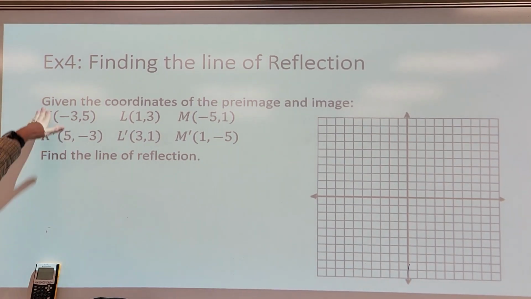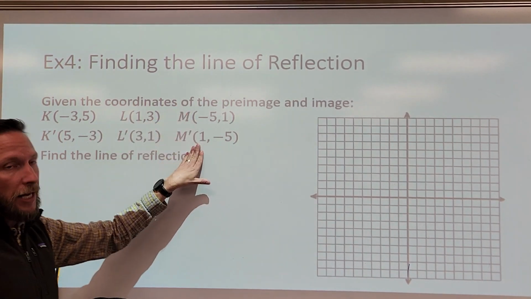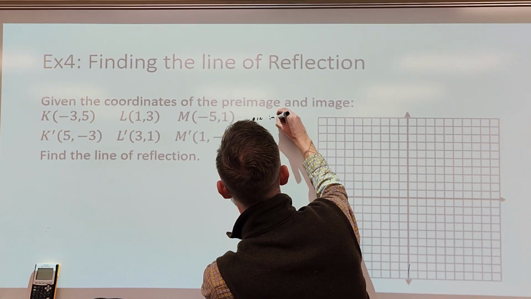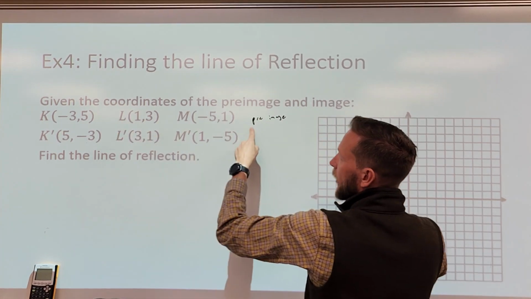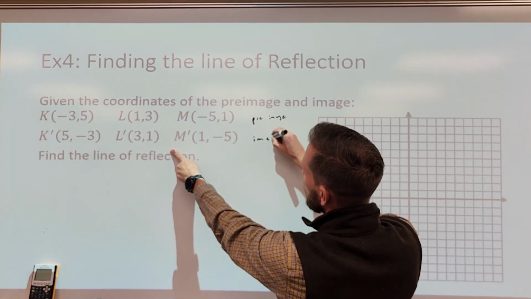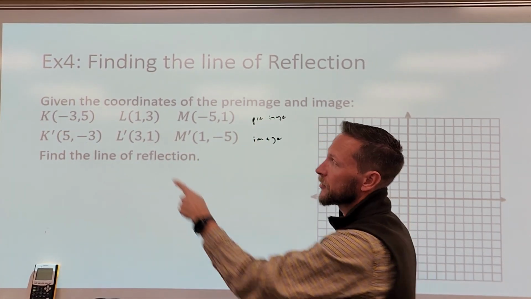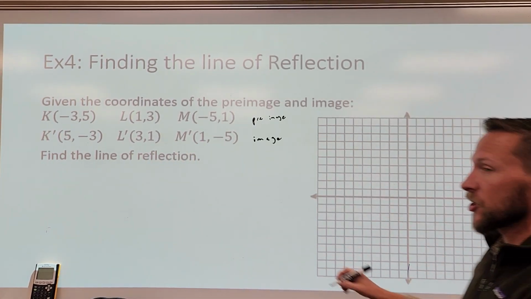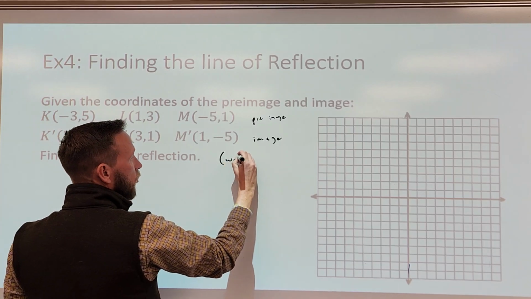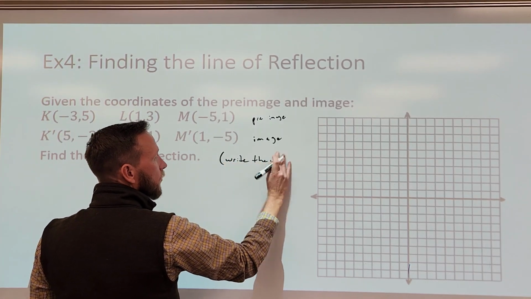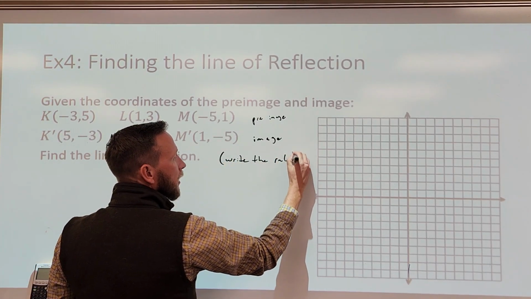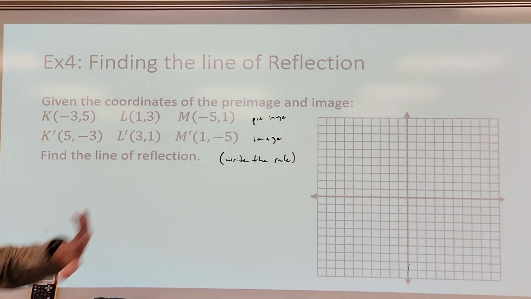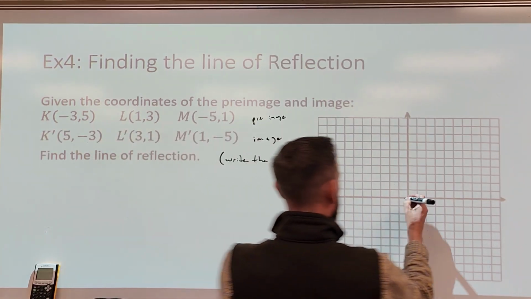So I've got K and K prime, L and L prime, M and M prime. This is the pre-image, and I can tell that because it's just K, L, and M. This is the image after we reflect, and I can tell because it's K prime, L prime, M prime. We're going to find the line of reflection, and then hopefully we're going to write the rule. All right, writing the rule is one of the toughest things that we are going to be able to do in this unit. And so obviously you get lots of practice with that.